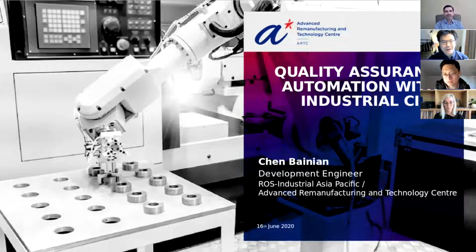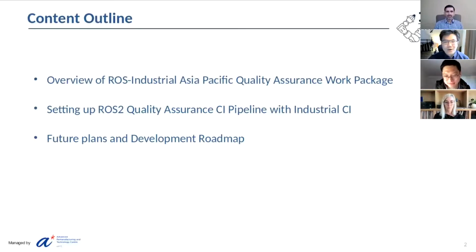I'm honored to be invited here today as a guest speaker to share with you about quality assurance automation with industrial CI. The talk will consist of three parts. First, I would like to give an overview of some of the goals for the quality assurance work ongoing here in ROS-Industrial Asia Pacific. Second, I will give a brief introduction on how to make use of industrial CI for your quality assurance pipeline, and also a preview of some of the new features that we're adding into industrial CI. Last but not least, I will discuss some of our future plans and development roadmap.